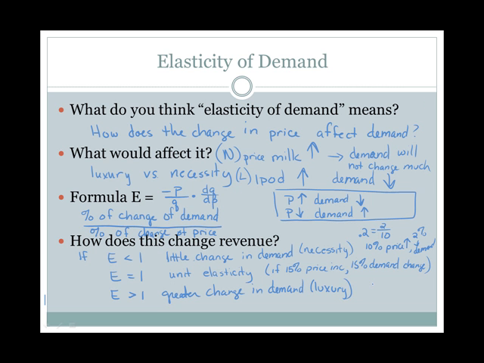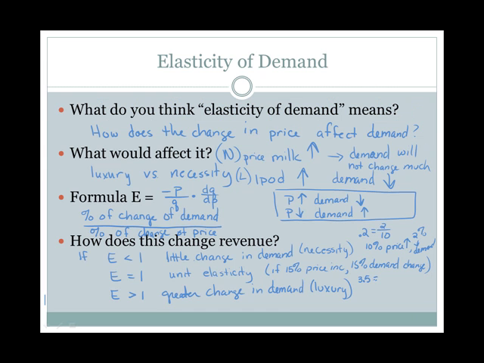So if I have an elasticity of 3.5, what that says, again, it's easier if you make it a fraction, so 35 over 10. For each 10% price increase, you're going to see a 35% demand decrease. Okay, so that's what elasticity means and how you interpret it.